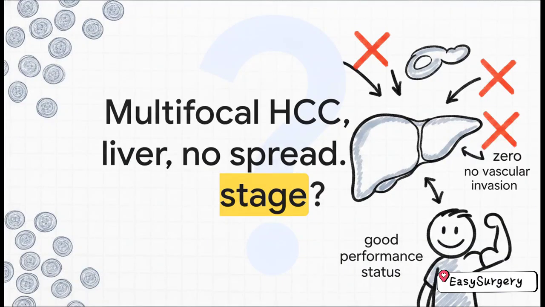All right, let's lock in everything we've just built in this explainer with a rapid recall vignette. This is exactly the kind of synthesis you're going to need to do on the wards and in the exam hall. Consider this presentation. We've got a patient presenting with multifocal HCC, they have preserved liver function, there is zero vascular invasion, and no extrahepatic metastases. Furthermore, they have a good performance status. Take a second, synthesize the triad, the tumor burden, the liver function, and the performance status, and lock in your answer for the BCLC stage and the typical treatment.